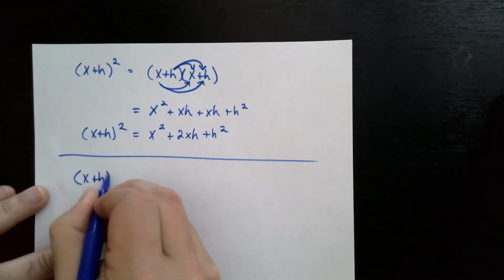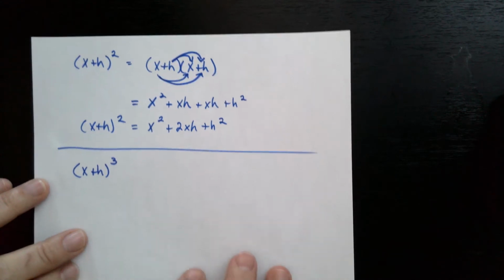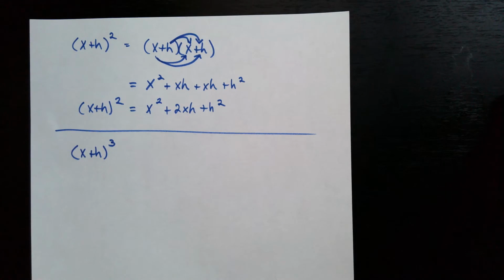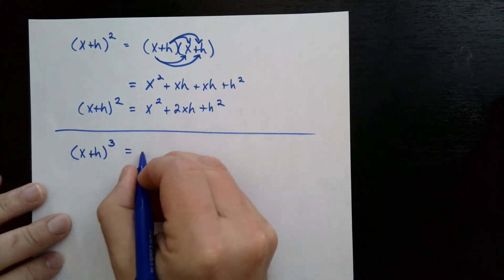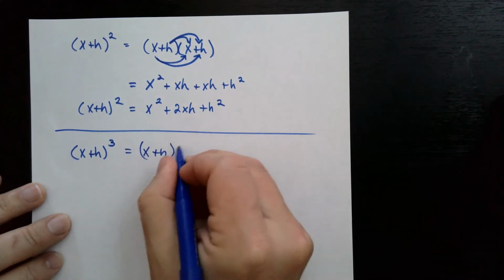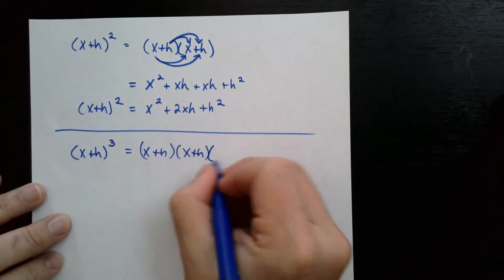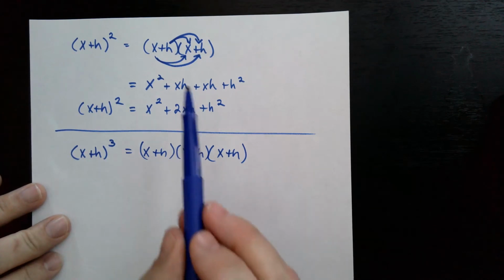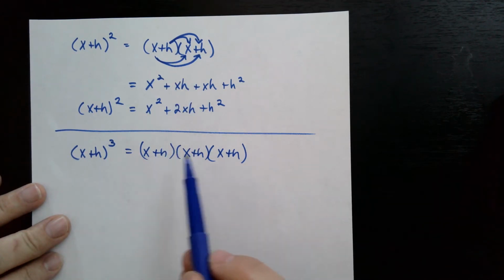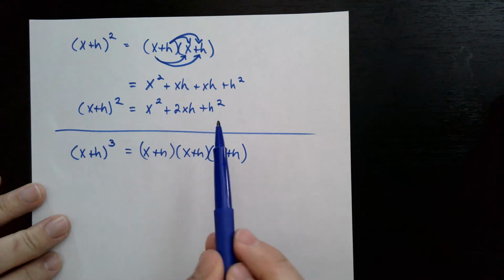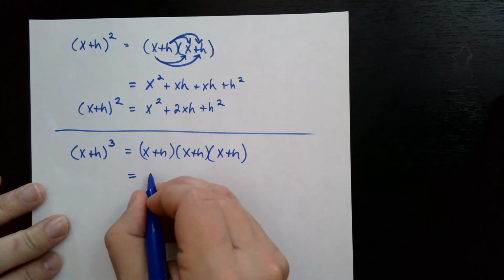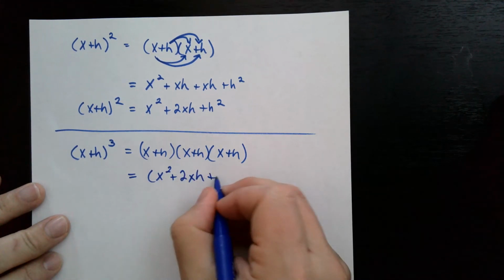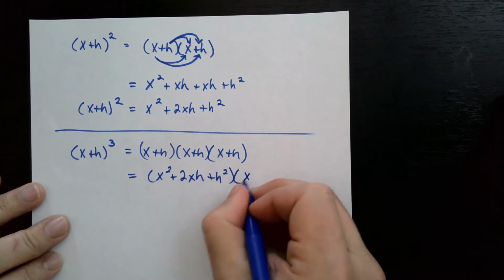What is x plus h cubed? Okay, so x plus h cubed is the same thing as x plus h times x plus h times x plus h. Now we already did part of this up here. So we already know what x plus h times x plus h is. It's this right here. So I can use that, say that this is the same thing as x squared plus 2xh plus h squared times another x plus h.